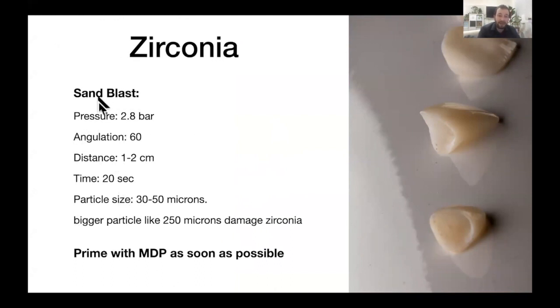The sandblast will be aluminum oxide. Pressure is 2.8 bars. Angulation is 60 degrees. Distance is 1 to 2 centimeters. Time is 20 seconds. And the particle size is 30 to 50 microns. 30 is better, but don't go above 50, because bigger particles will damage your zirconia and cause a crack.